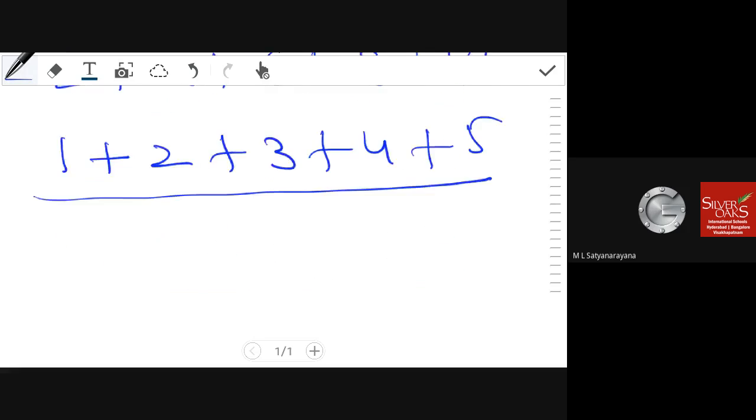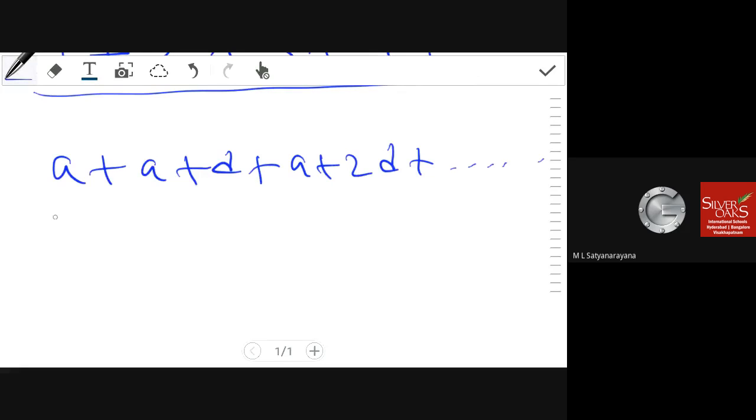So by this, what I want to tell you is any general series a, a plus d, a plus 2d, this is your AP series. You add a constant value, you subtract a constant value, you multiply by a constant value, you divide, still it will be in AP.